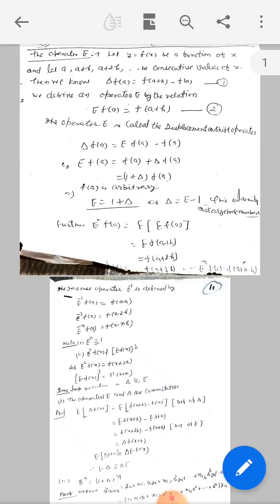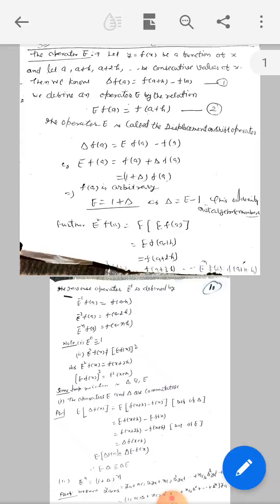So the forward difference of f(a) is equal to the displacement operator f(a) minus f(a), or E f(a) = f(a) + Δf(a), which is equal to (1 + Δ) f(a), because f(a) is arbitrary. So E is equivalent to 1 + Δ, or Δ is equivalent to E − 1, because this is an identity, not an algebraic number.